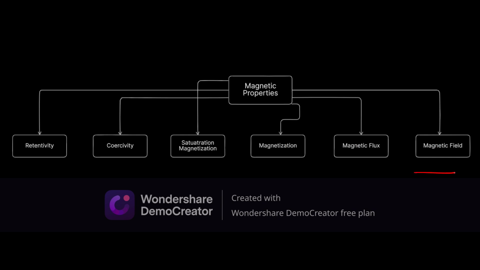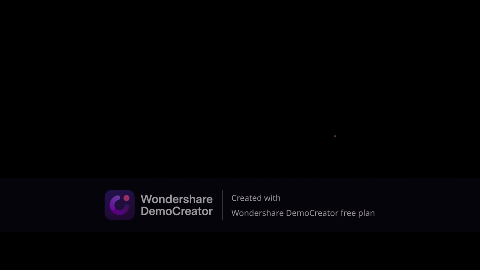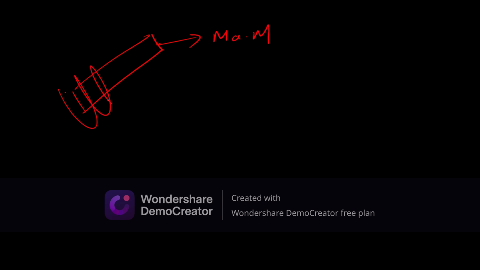Further, these are the different magnetic properties. The first one is the magnetic field. Let me give you one example. For example, this is our magnet or material, let's say a magnetic material, and this magnetic material is surrounded with a coil.